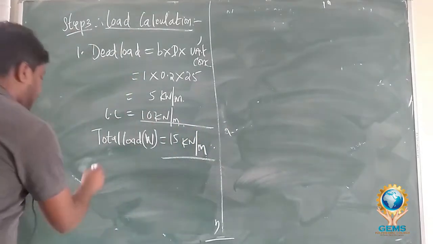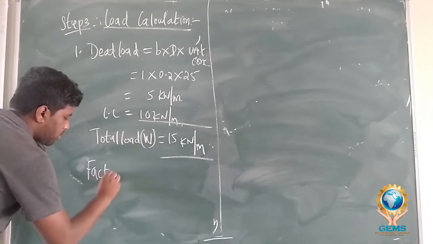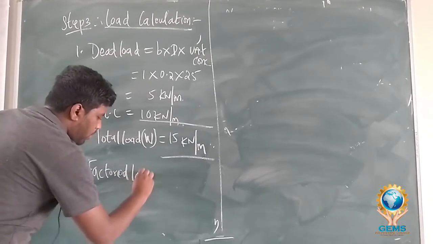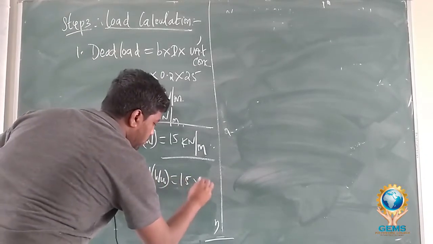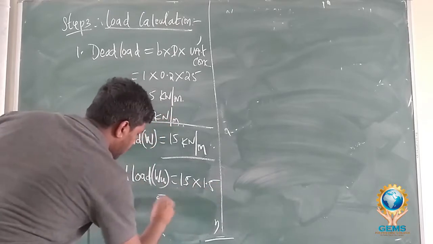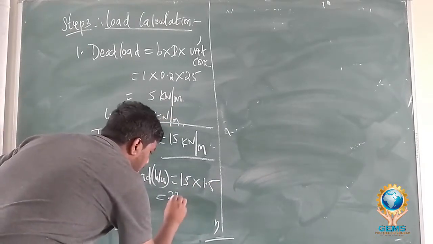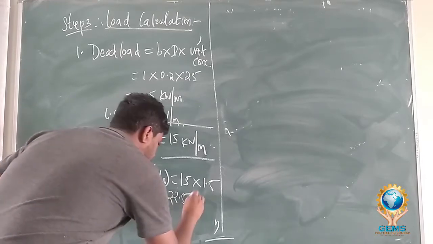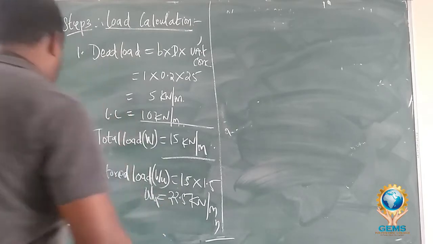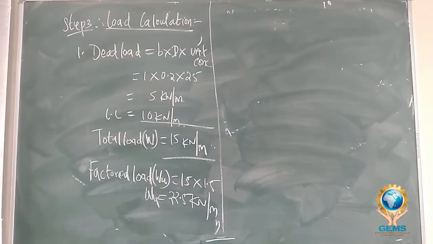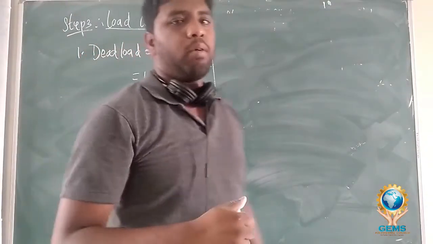So factored load WU is equal to 15 into 1.5, that is equal to 22.5 kilonewton per meter. So this is your factored load. This is still step 3. It's the same as the design in one-way slab.